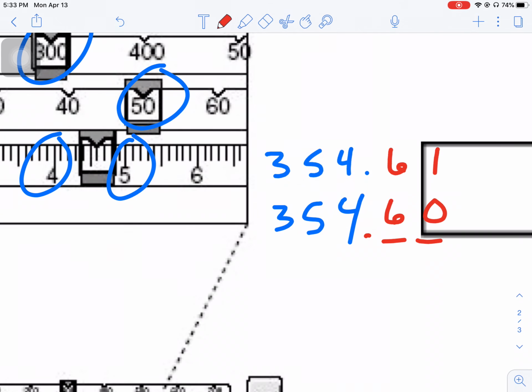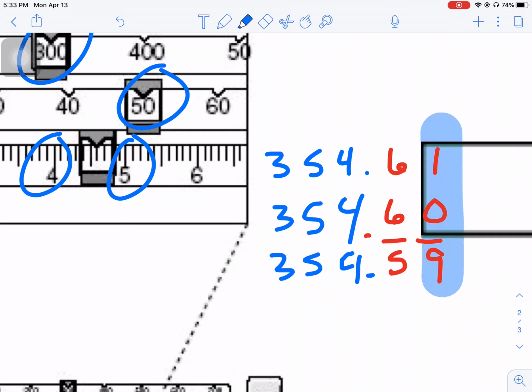Some of you might think that that reading is slightly below the 0.6. So maybe you can call it 354 point, and if we had to estimate a little bit low, 0.59. Point being, the triple beam balance goes to the nearest 10th of a gram, and you have to estimate to the 100th of a gram. I think all three of these answers would be acceptable responses.